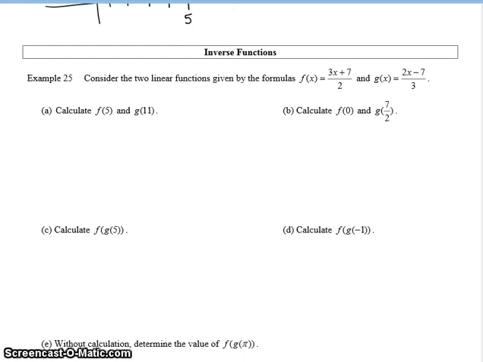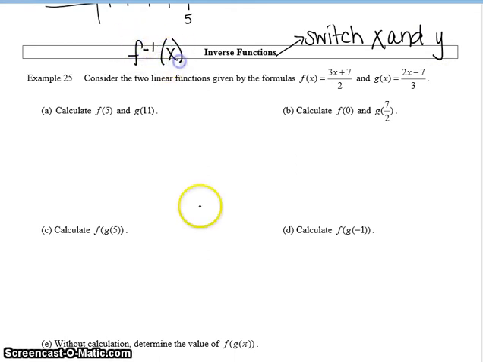Okay, something big we talked about in class. You have to memorize inverse, okay? Inverse means you're going to switch the x and y values. Okay, so you switch your x and y. The notation for inverse is a superscript of -1 as well. All right, so consider the two functions. So these you can go pretty quick.